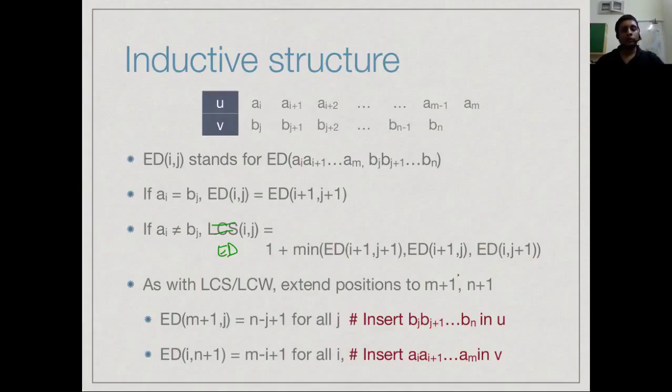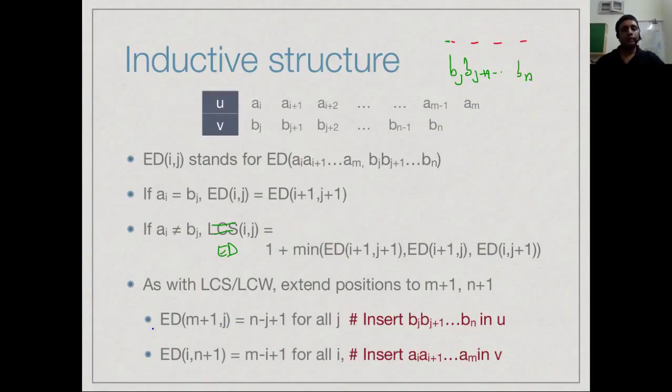Okay, and as usual, we extend this to m plus 1, n plus 1, but the interpretation is now different. If one of the words is empty, then the number of changes I need to make is to transform everything else or insert everything from that word here. So if I am looking at BJ, BJ plus 1 to BN, and on this side I have nothing, then what is the edit distance? Well, I have to basically insert this many letters. How many letters are there? N minus j plus 1.